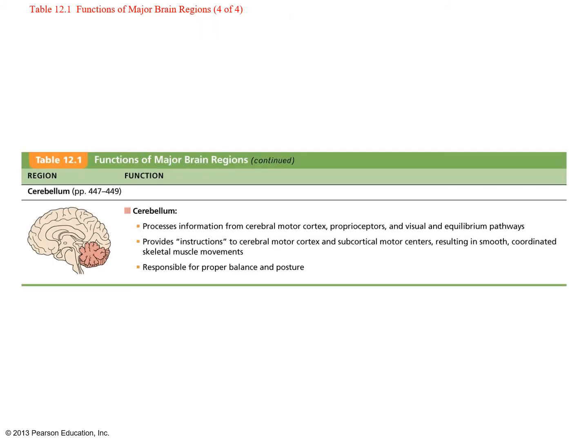So again, the cerebellum will process information from the motor cortex, from proprioceptors, which give it positional information, and visual and equilibrium pathways, which basically use your eyes and your inner ear to inform the cerebellum of position. And so again, it'll provide instructions to the cerebral motor cortex and to subcortical motor centers. Essentially, this smoothens out and more evenly coordinates skeletal muscle movements. Along with everything else, the cerebellum is responsible for proper balance and posture.